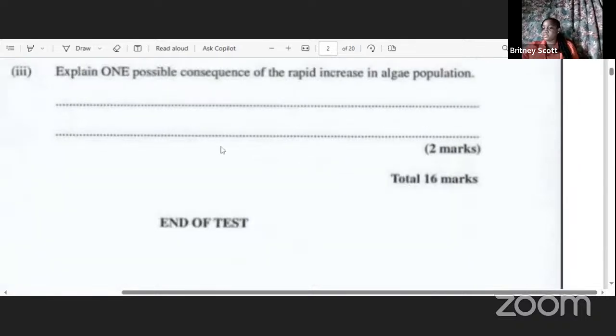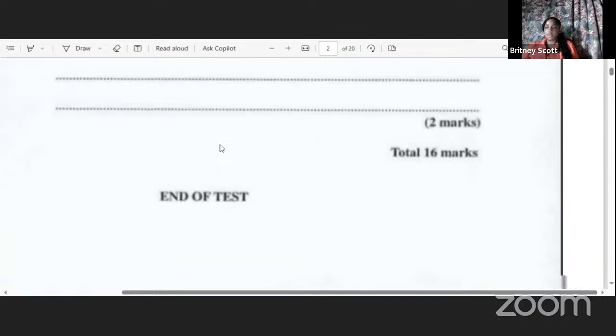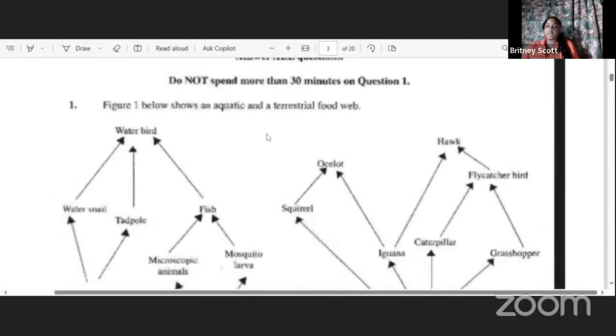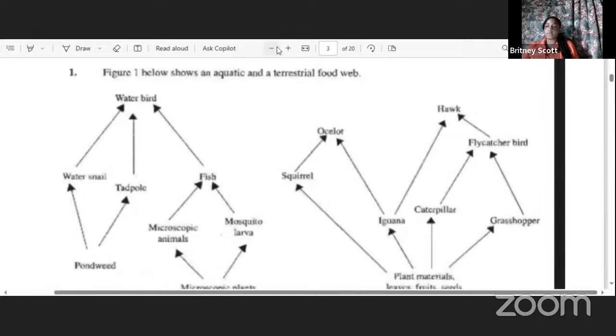So we're finished with this question. We're moving on to the next question. Let me get this zoomed out a little bit so that we can see the page properly.